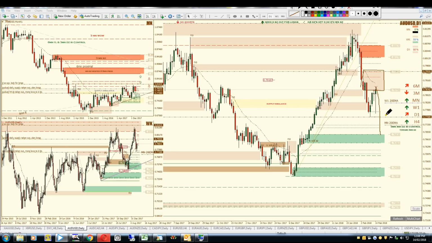Aussie's hitting supply that I'm pointing out. US dollars hitting demand. So you see a theme being built here. You see what's going on here? All these charts are hitting daily areas of supply and demand.